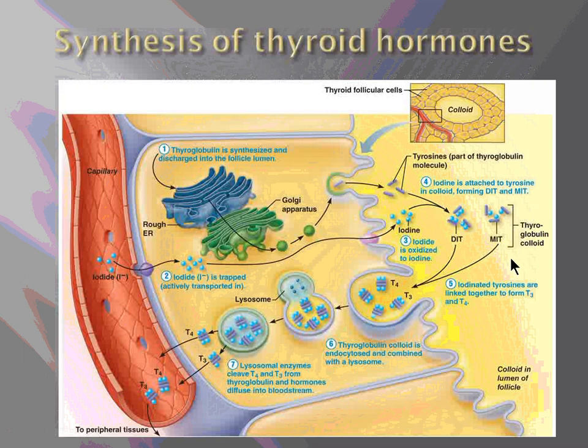The parafollicular cells are present either here, and so they secrete directly into the bloodstream. So you might have a parafollicular cell present here, for example. So it will secrete calcitonin, which has nothing to do with basal metabolism. It will go directly into the bloodstream, and it doesn't need iodine or anything, so it won't go into the lumen. Okay?